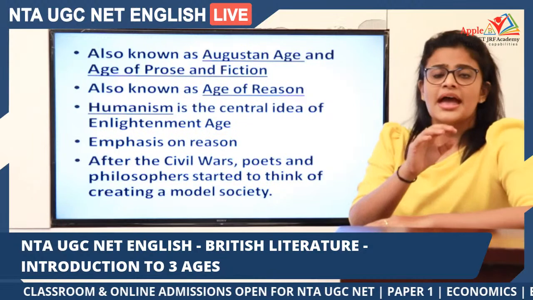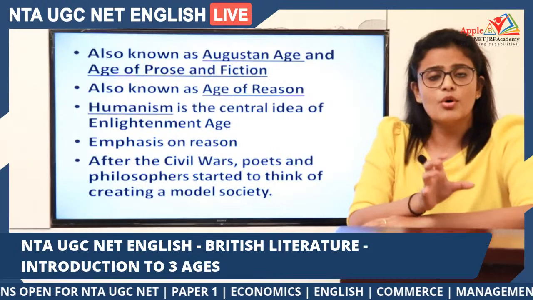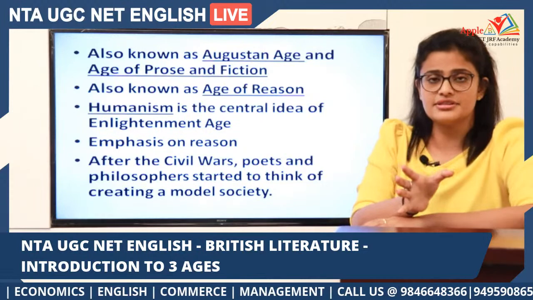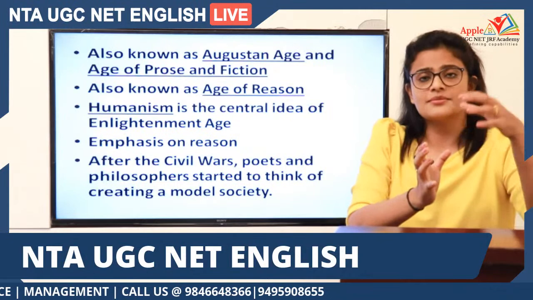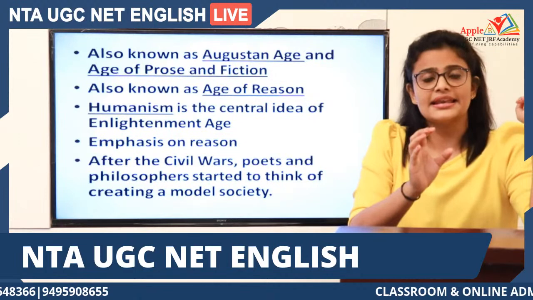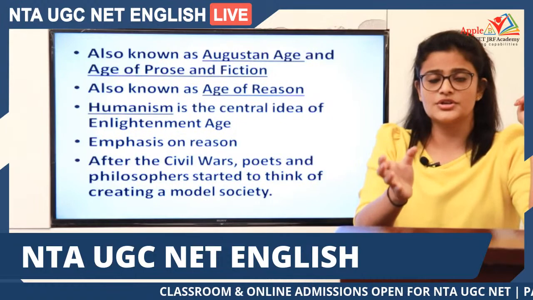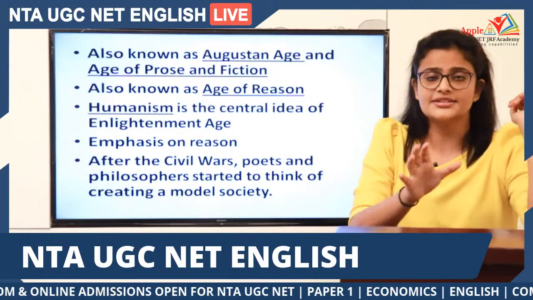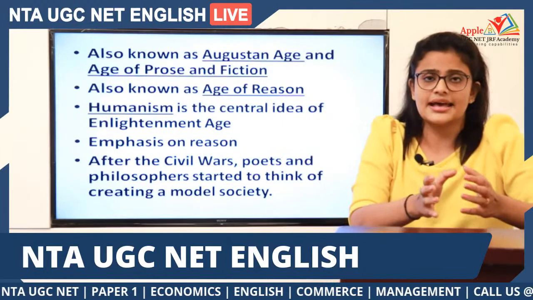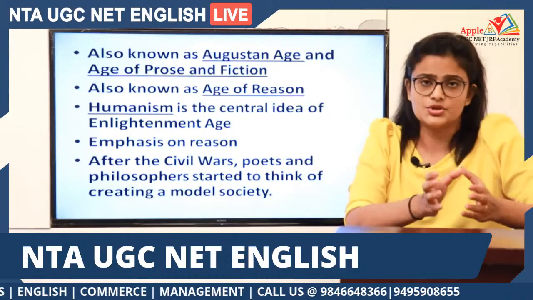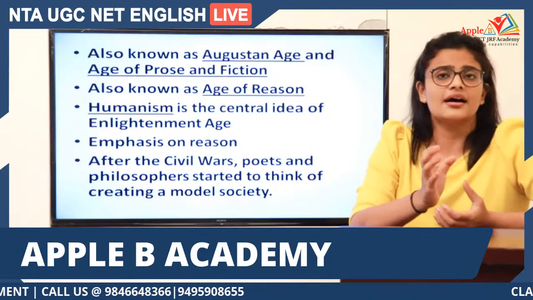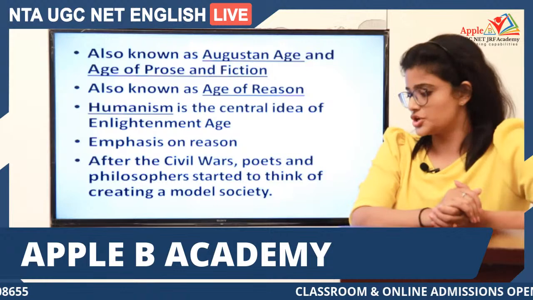Another important thing that you have to remember is that in the Enlightenment Age, the most important feature, or the central principle that underlies everything, is humanism. So what do you mean by humanism? Humanism is the philosophy, or the ideology, that believes in the value of an individual or the value of human beings, either individually or collectively. So that is what is called humanism. In the Enlightenment Age, you could see that all the attention goes to an individual, or to human beings as a collective whole. That is why we say that humanism is the central philosophy of the Enlightenment Age.